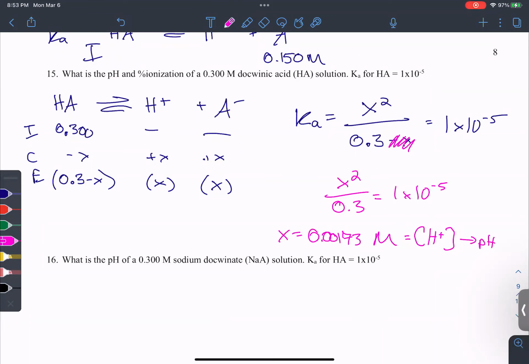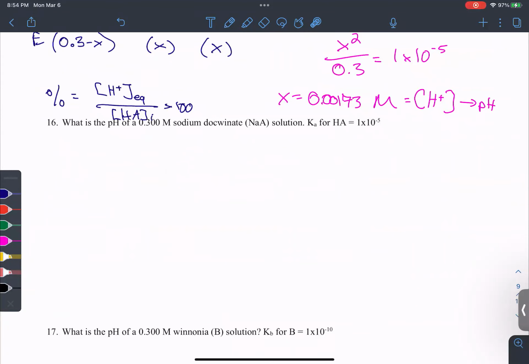All right, so percent ionization is on your supplemental information packet. Percent ionization is equal to concentration of H plus at equilibrium over the concentration of HA initial times 100. That's it. So it's this number divided by 0.3 times 100. All right, so let's keep going.